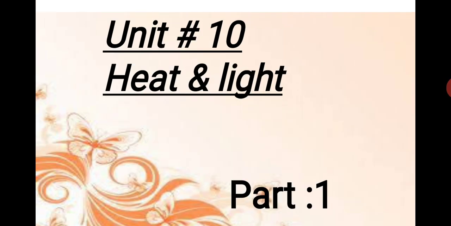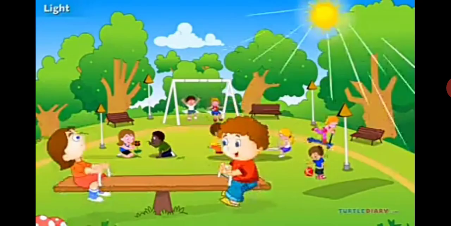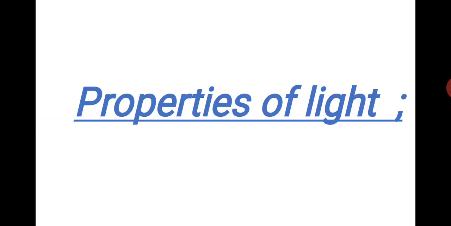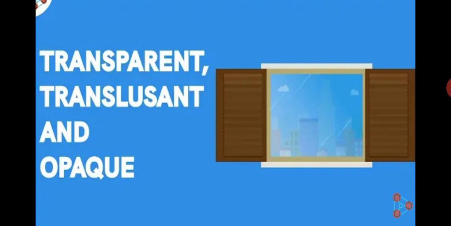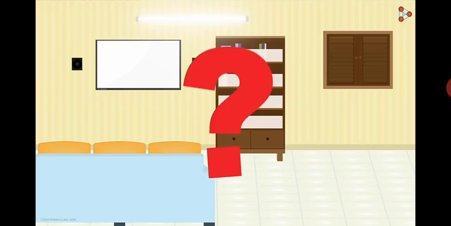Today I'm going to take a revision class of unit number 10, Heat and Light. As you all know, most of the heat and light on earth comes from the sun. Light is a form of energy which makes things visible. In this chapter we are studying the properties of light. Objects are classified upon the treatment of light into three categories: transparent, translucent and opaque.